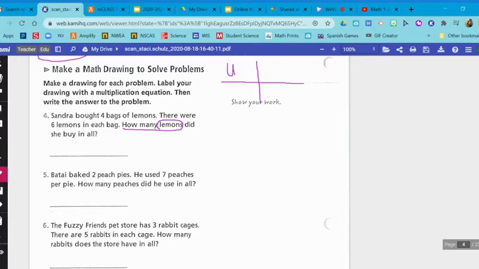Okay, now that you have that underlined and circled on yours, we can understand that we are talking about lemons, and I notice there are 2 numbers. There are 4 bags of lemons, and there are 6 lemons in each bag. Which one of those numbers would be the number of groups that we have? What we're grouping our lemons into? The bags, right? So there are 4 bags.